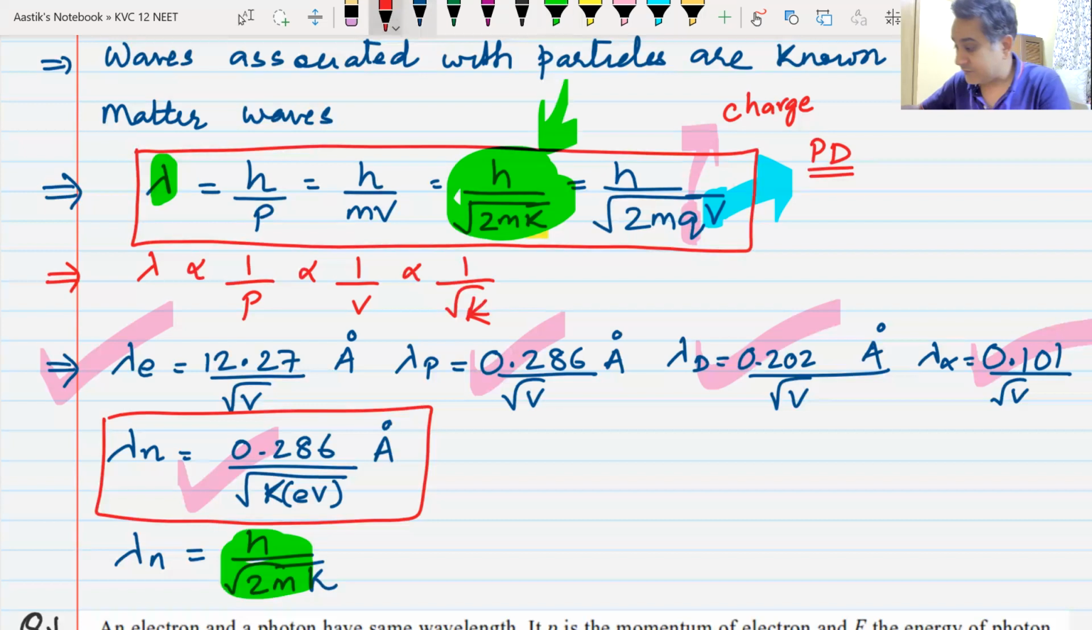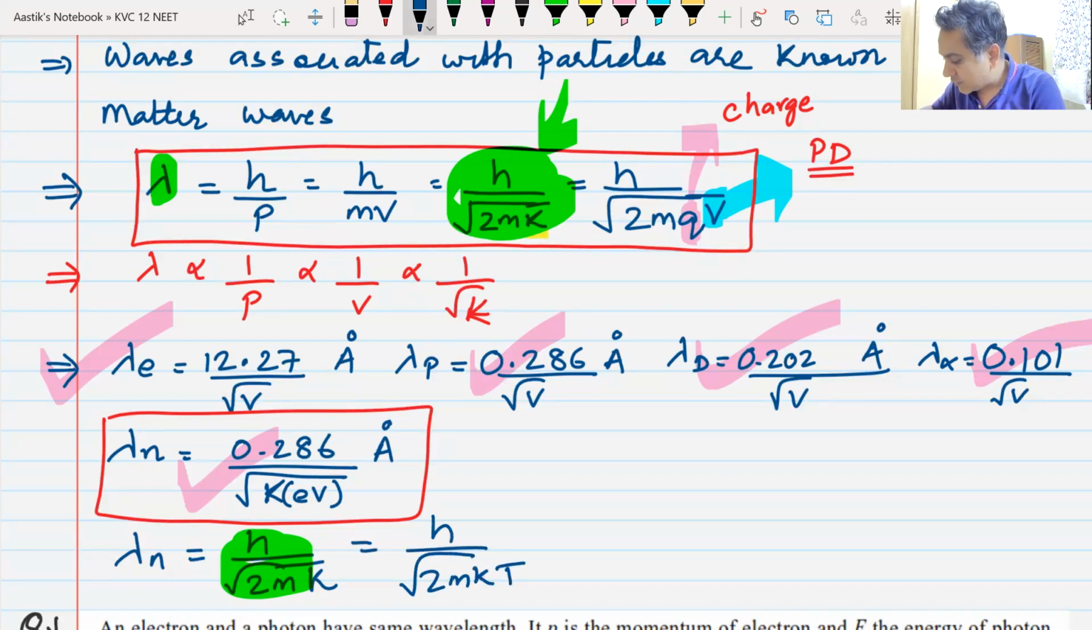Now, sometimes I've seen a question where they have given temperature and they have asked what is the variation of lambda with temperature of neutron. Now what happens is this kinetic energy of the neutron depends on the temperature. So I can write this formula in this way also, bacha. h upon under root of 2m into small k into capital T.